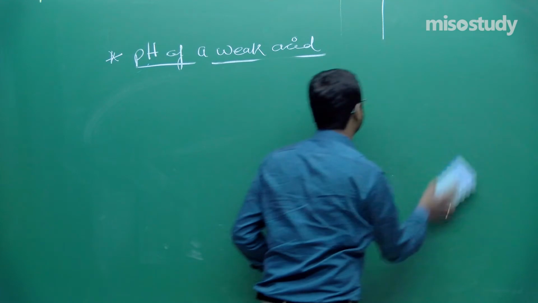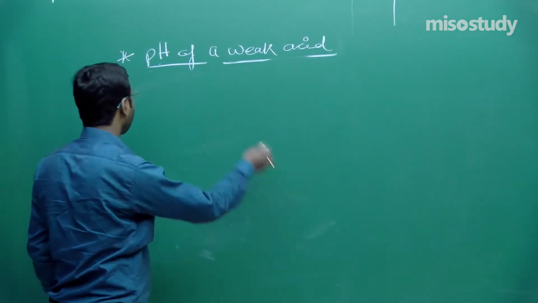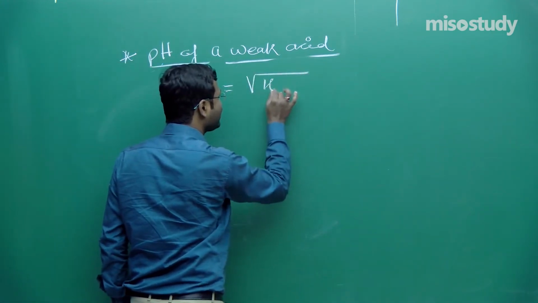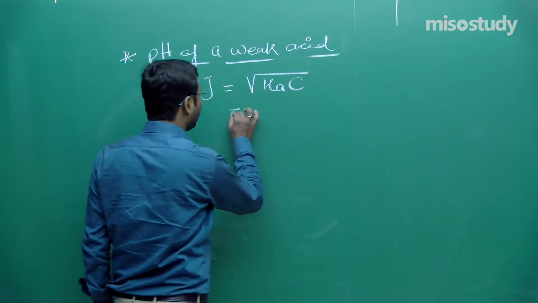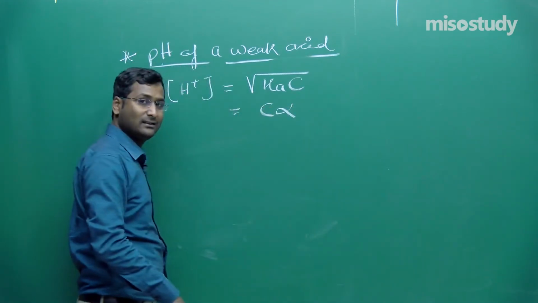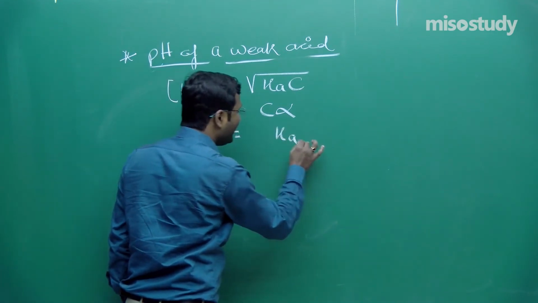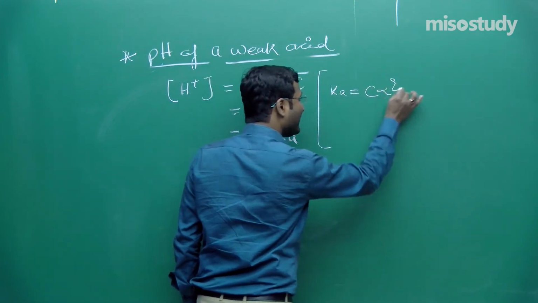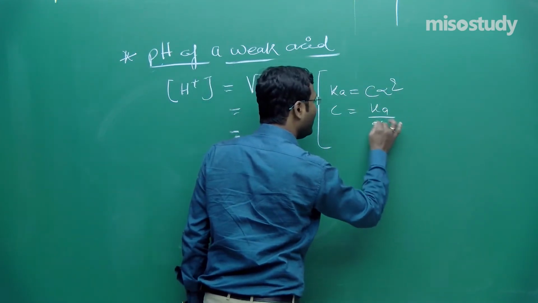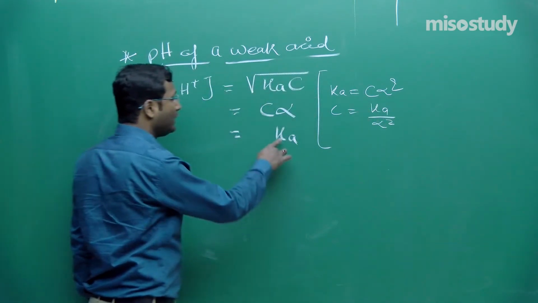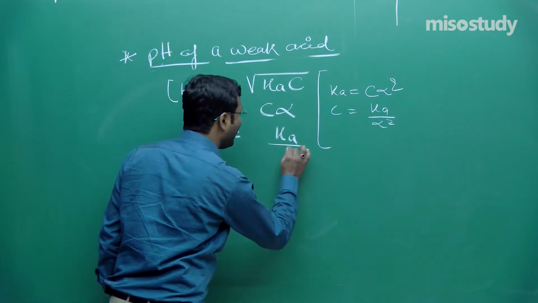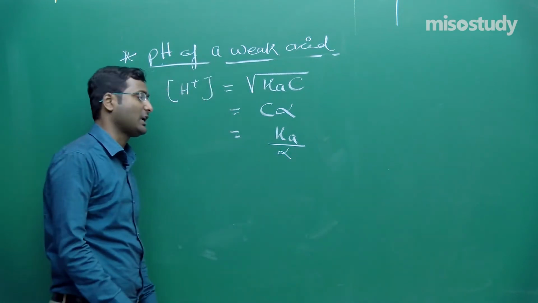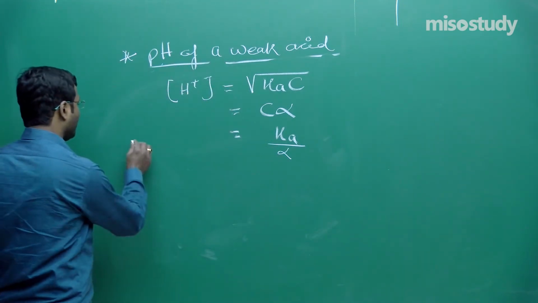What was the output? It is very simple. So in this case, H plus ion concentration will be equal to, in the first case, root of KaC as I derived. The second case, it is equal to C alpha, and the third case is equal to Ka upon alpha, because we know Ka is equal to C alpha square, so C is equal to Ka upon alpha square. So put the value. You can write Ka upon alpha. So these are the few terms related to H plus ion concentration. I hope you all are getting this. Now what will happen?